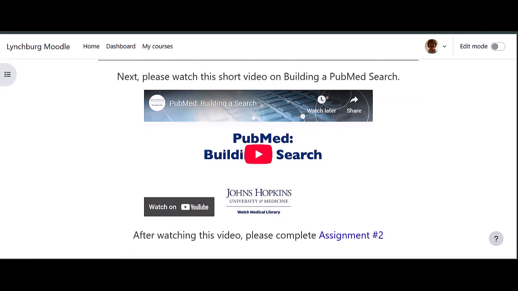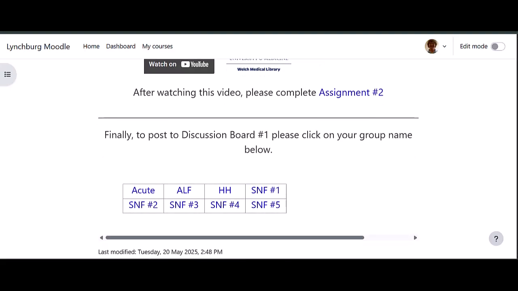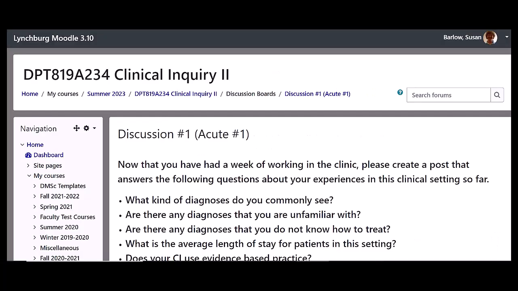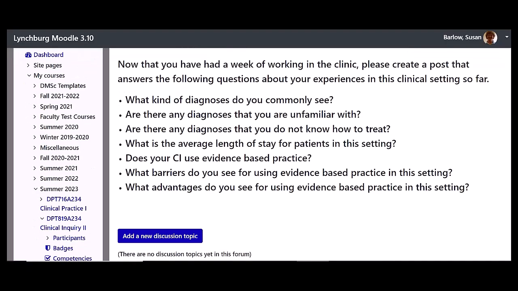And moving on, you only have one more thing to do, and that is to do your discussion board post. To do this post, let's say that you are in the acute care group. Click. Here is the discussion board post for acute number 1. Now that you've had a week of work in the clinic, create a post that answers the following questions. And remember, we are expecting that everyone answer all of these questions. Realize that there are 7 questions here. Please answer all of them for full credit on this assignment. And they should be pretty easy questions for you to answer at this point, having worked in the clinic.